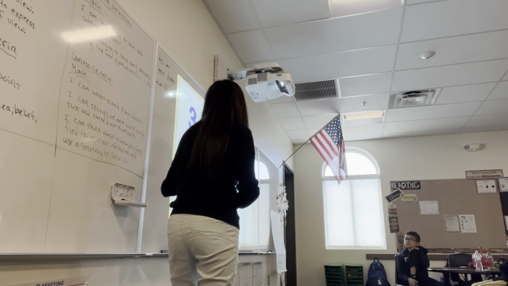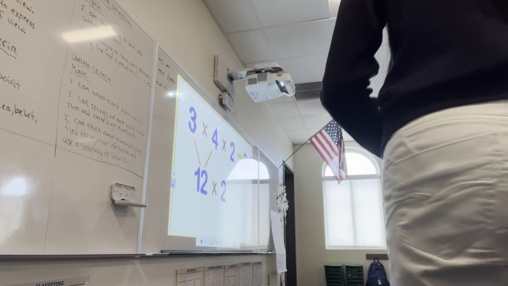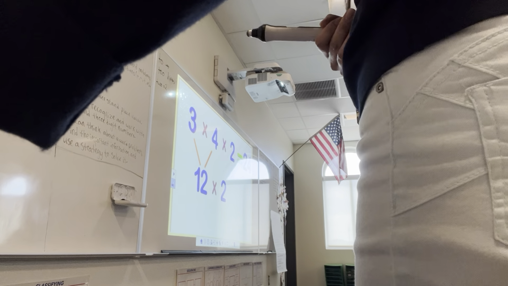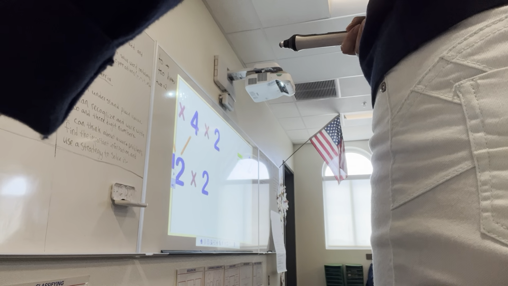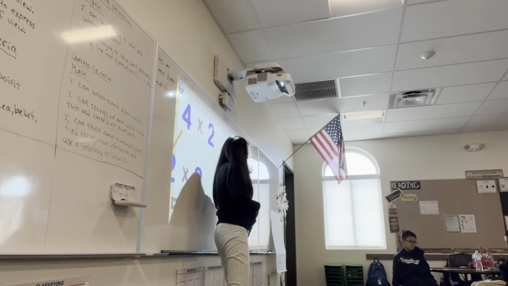12 times 2 is 24. You can count by twos, right? We got the same answer regardless of which numbers we started multiplying together. This is awesome. Look, the way we grouped it, we both got 24, right?